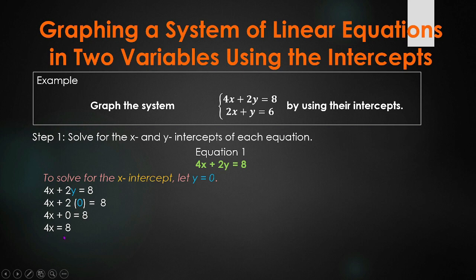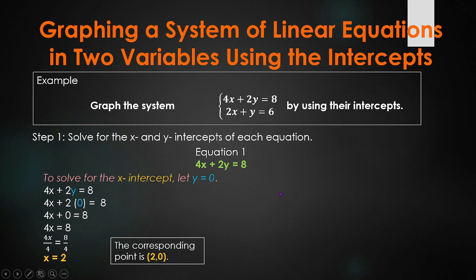So 4x = 8. To solve for x, we are going to divide both sides by 4. 4x divided by 4 is x. 8 divided by 4 is 2. So our x-intercept is 2. And the corresponding point for this is (2, 0). That is, the value of x is 2 when y is 0.